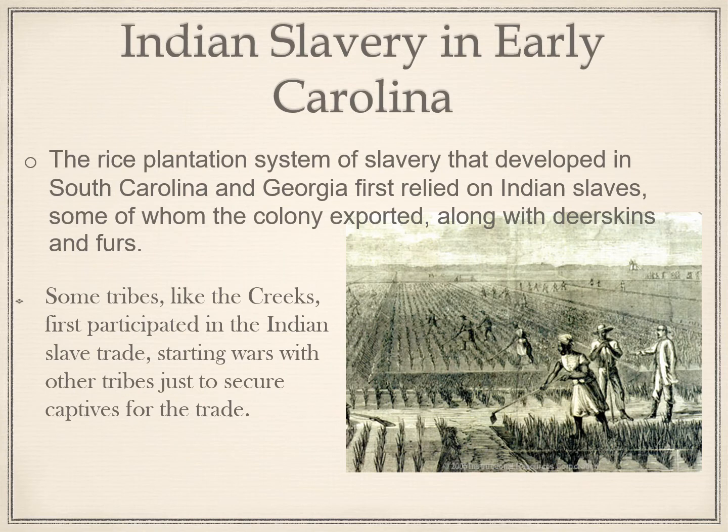In the rice plantations of the Carolinas, we see that initially Native Americans were used as the slave labor here. Some tribes, the Creek for example, would attack other tribes and then sell those captured Native Americans to white folk, in exchange for deerskin or fur or maybe a knife or a gun. But it was typically something from the animal world.